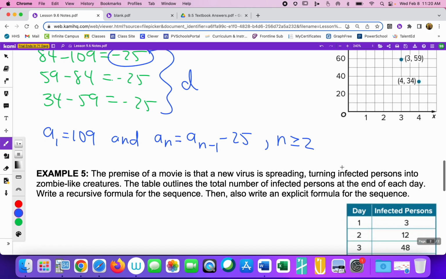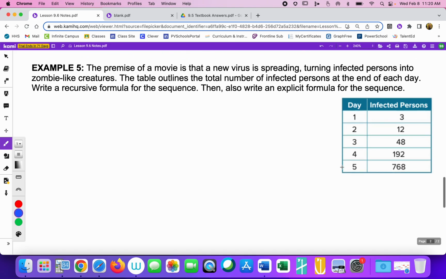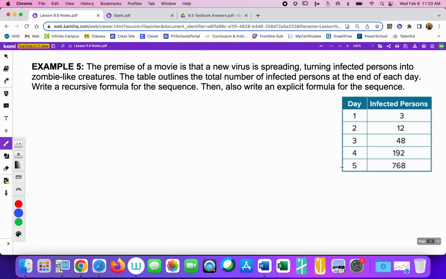Okay. So the premise of a movie is that a new virus is spreading, turning infected persons into zombie-like creatures. There's been a lot of movies like that. The table outlines the total number of infected persons at the end of each day. Write a recursive formula for the sequence, then also write an explicit, so there's both. Which is why I wrote the explicit on the other side of your notes. So you need to write both, or it might say write an explicit formula for your nth term. Just keep that in mind.